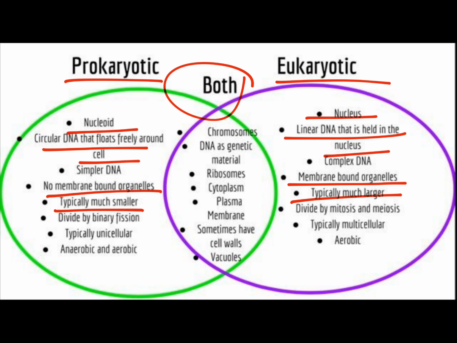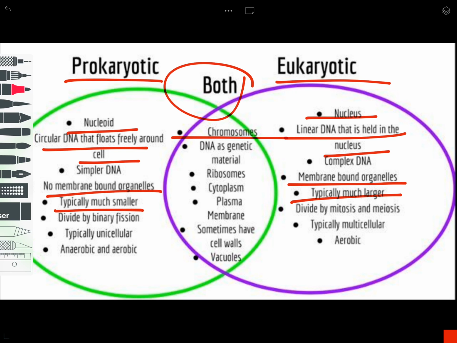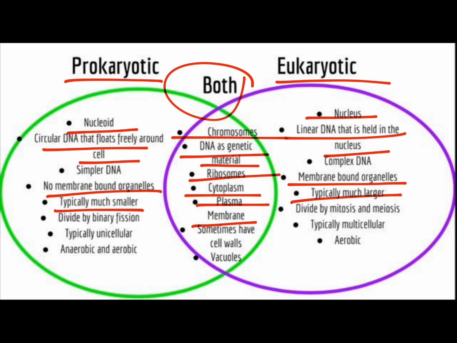But they both share many similarities. For example, they have chromosomes, so DNA is their genetic material. They also have ribosomes, which make protein. They also have a cytoplasm and a plasma membrane.